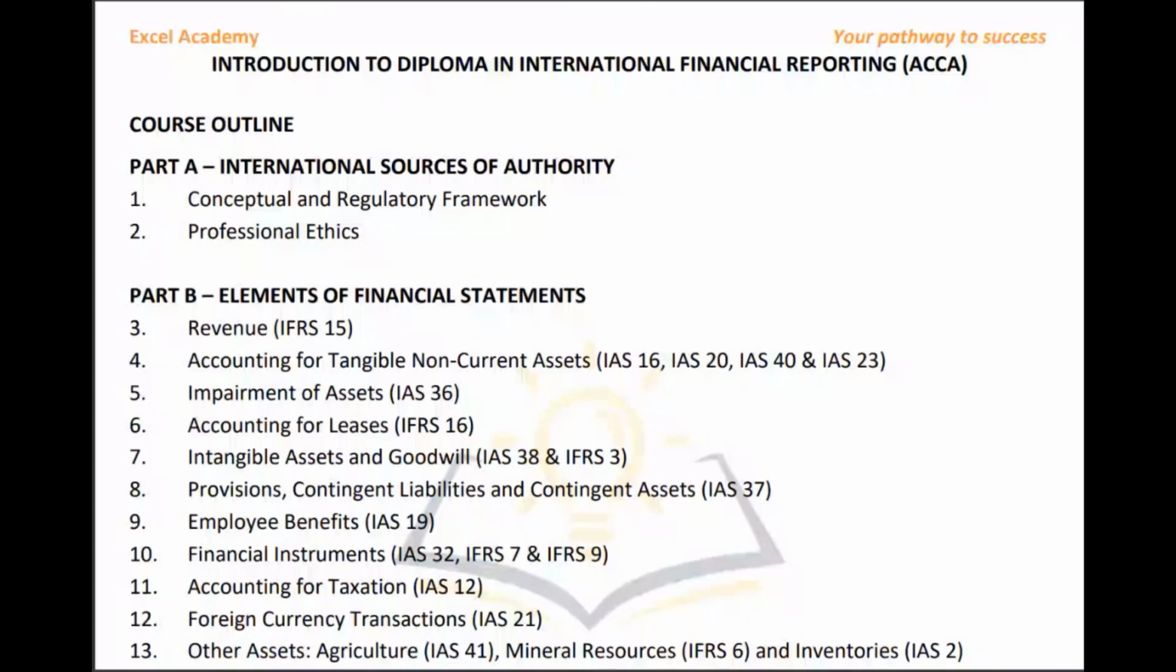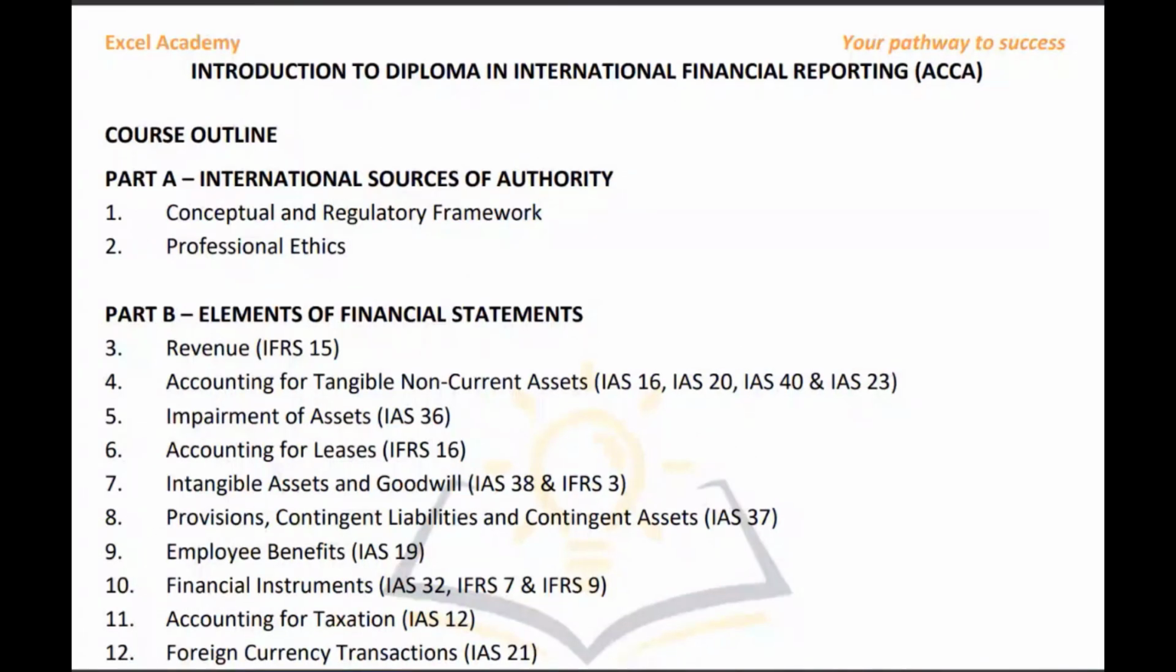So I'll be running you through the course outline. The course outline is divided into 4 major sections, part A to D, and we'll be starting with part A. Here in part A, we have international sources of authority. So here we have just 2 topics.